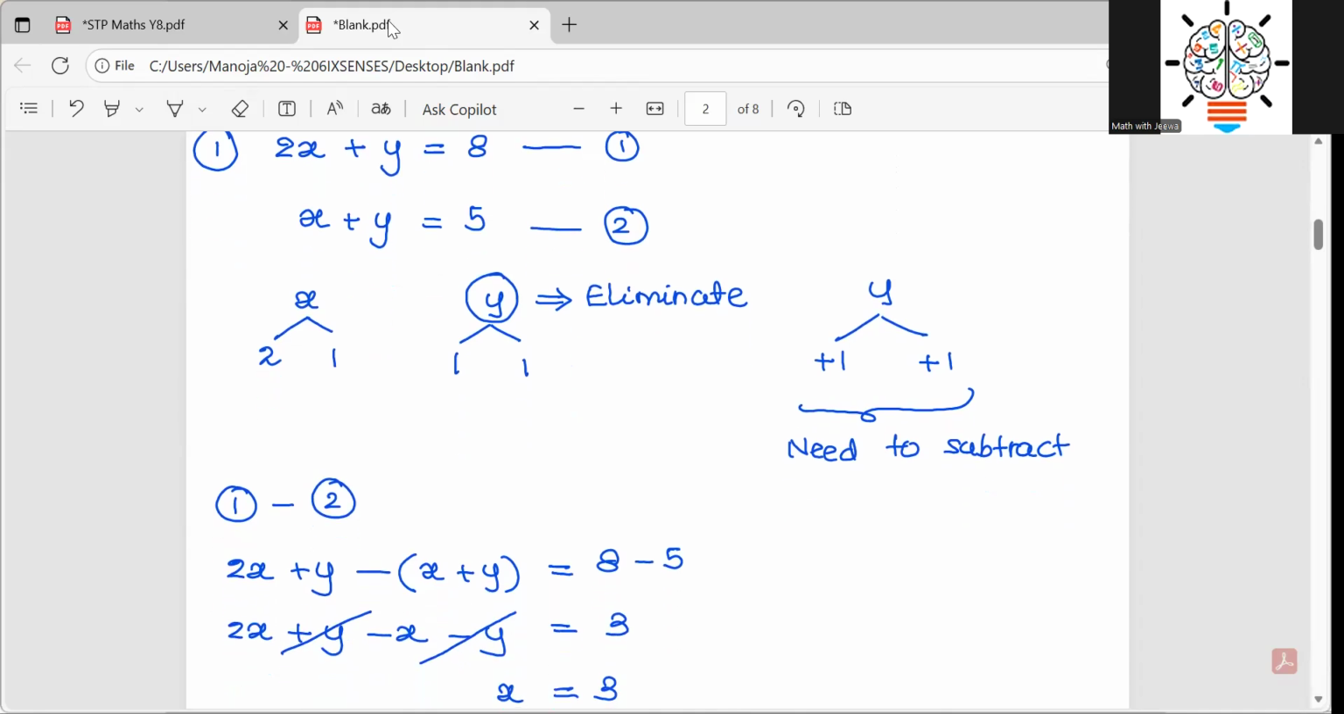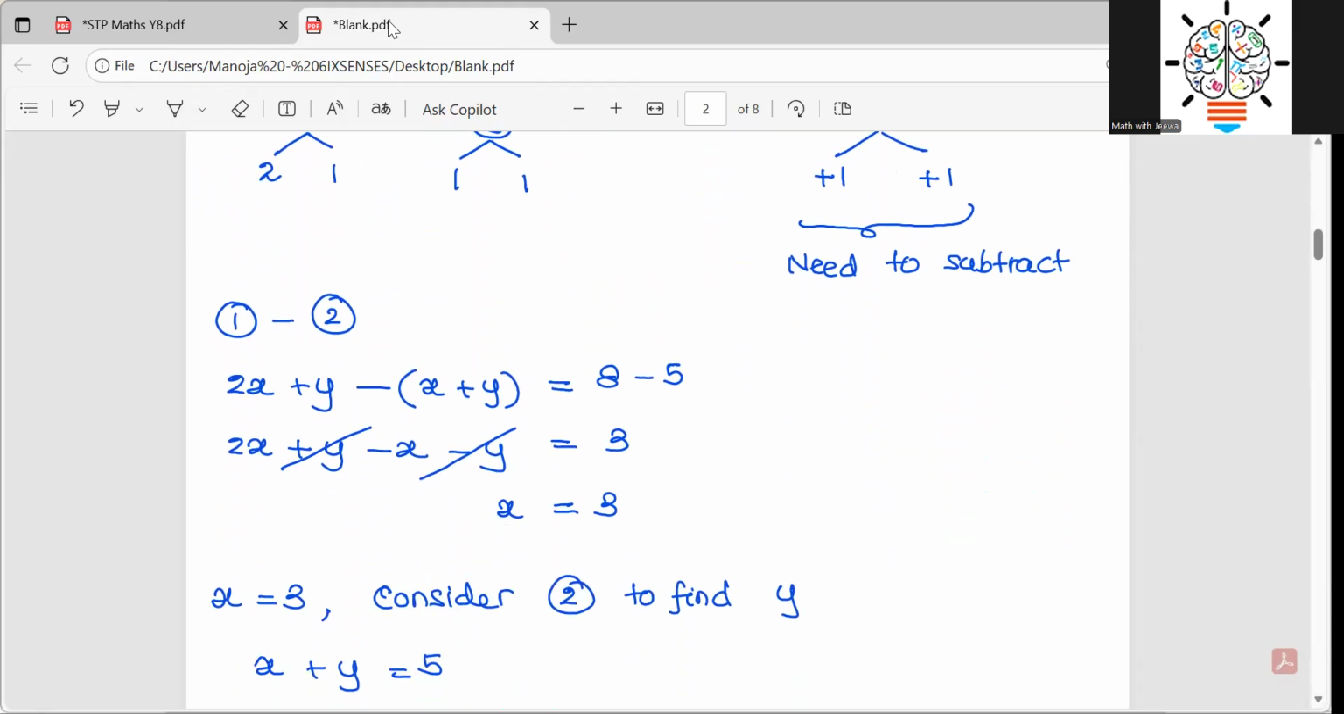And 2x plus y I wrote, and subtract. Inside the bracket you write the second component, x plus y. Then 8 minus 5, 3. And then you can simplify the bracket. Negative times x, negative times y, negative y. Okay, so then we get 2x minus x, it is x. This is how we get it, right?